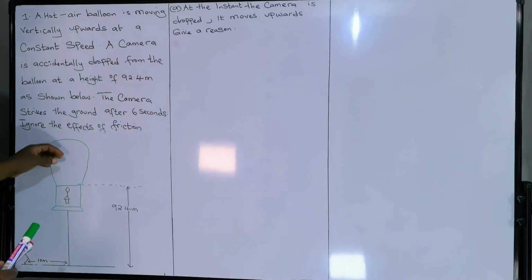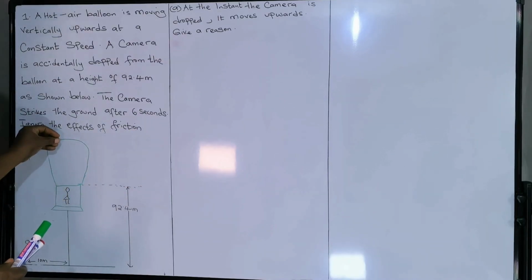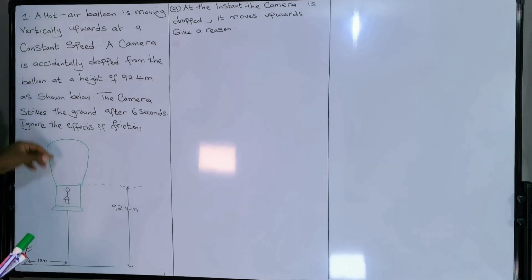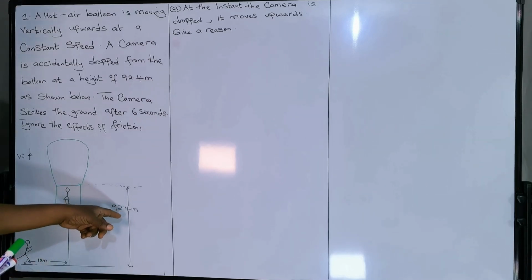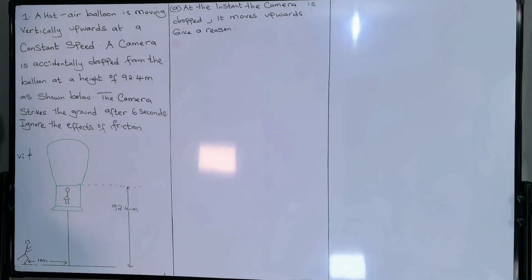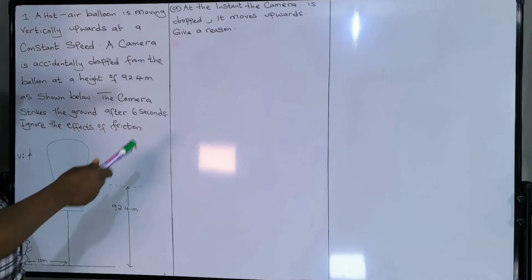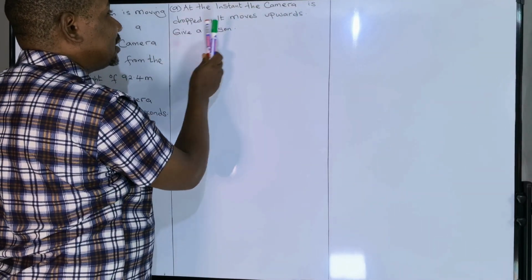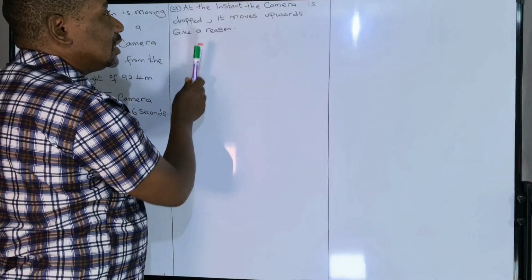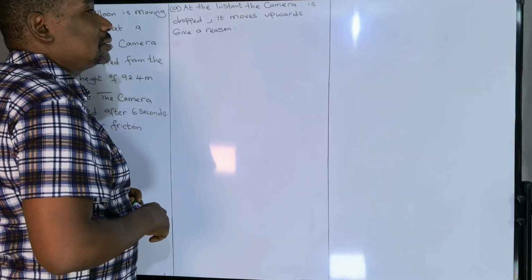So what we are having here is the diagram to illustrate what is here. We are having the balloon, somebody's inside the balloon. The height is indicated 92.4 meters. And the balloon is going upwards at constant velocity VI. Okay? Then the question comes, it says that at the instant the camera is dropped, it moves upwards.